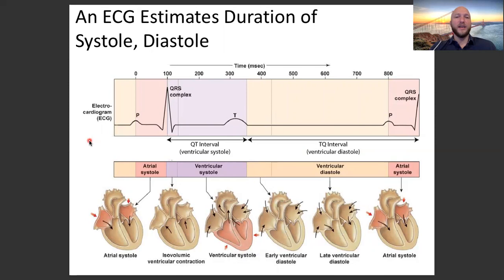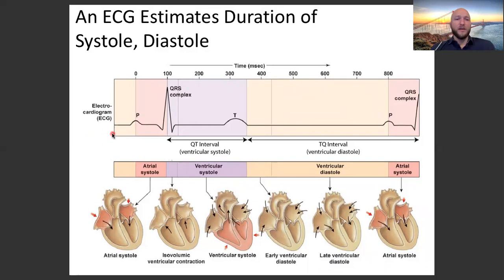The ECG estimates duration of systole and diastole. So where systole is contraction, diastole is relaxation. You can break systole and diastole up into atrial systole, so atrial contraction, and ventricular systole, or ventricular contraction. And you can do the same for diastole: atrial diastole, ventricular diastole, so atrial and ventricular relaxation.